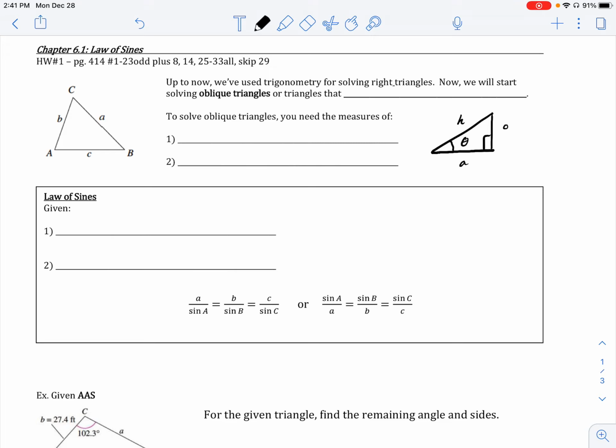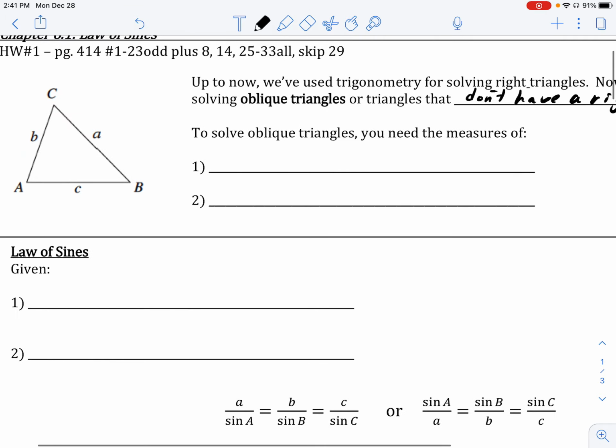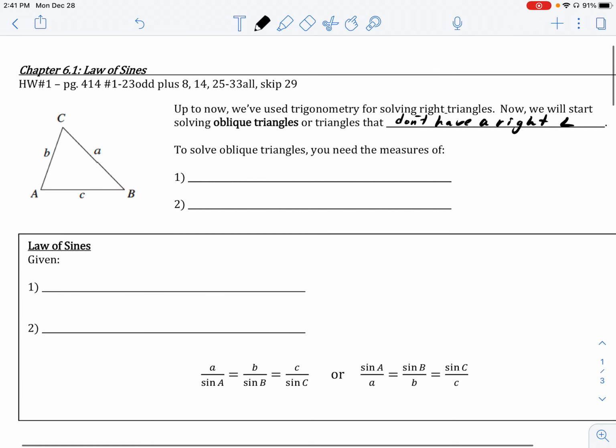Now, what we're going to do is start looking at what we call oblique triangles, or triangles that don't have a right angle. Here's an example of an oblique triangle right over here. You'll notice that none of these angles are 90 degrees, and so we call this an oblique triangle.